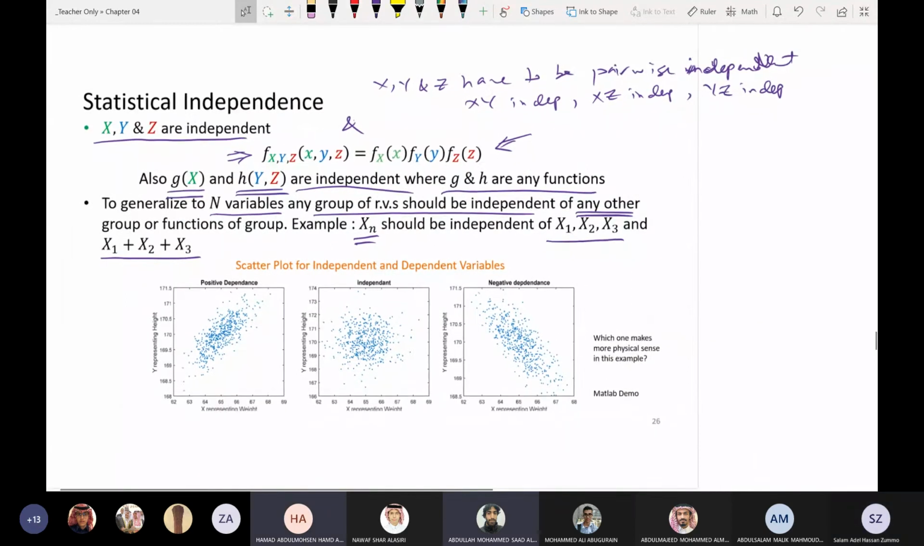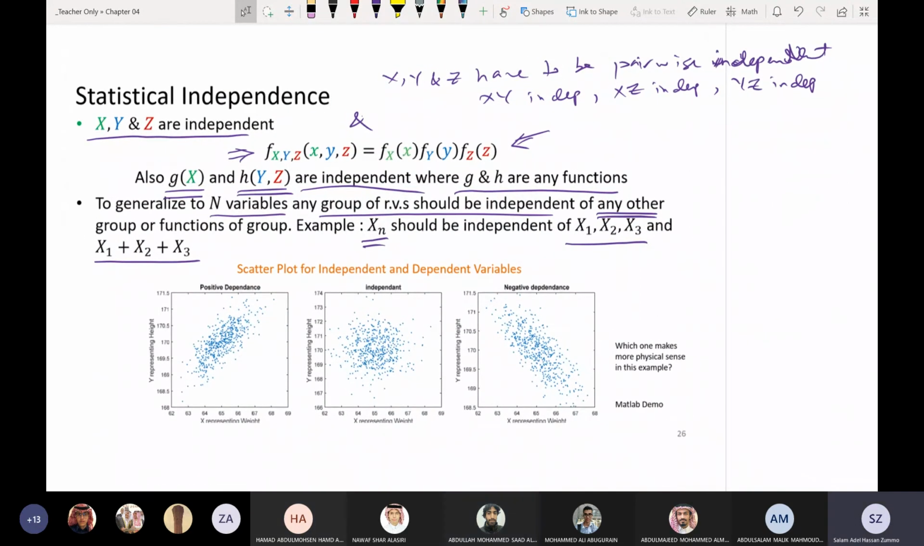Okay. Now, in this example we are plotting here what we call a scatter plot. This is a very useful plot to show independence, or later we will call it correlation when we talk about joint moments. This basically shows the height of people versus the weight of people. Okay, these scatter plots, height versus weight of people. Okay, what do you expect?